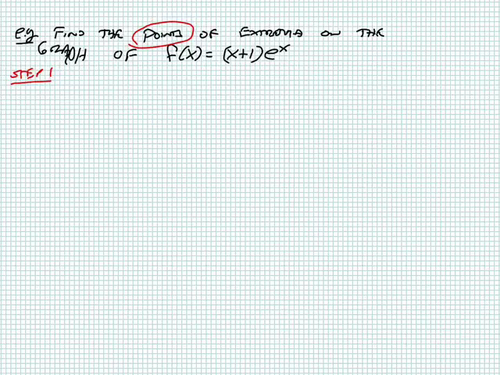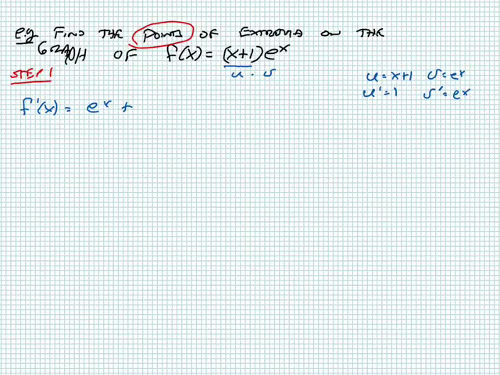It doesn't really make a difference, but I'm just going to use the product rule. x plus 1 is u and v is e to the x. So u is x plus 1, u prime is 1, v is e to the x, and v prime, the derivative of e to the x, is just e to the x. So using the product rule, the derivative f prime of x is going to be u prime v, so it's e to the x, plus uv prime, which is going to be x plus 1 times e to the x.